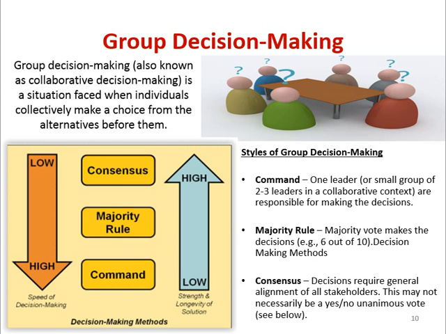If you see the speed or the efficiency for these three styles, definitely consensus, which is agreement, is a group task, so it will take more time, which is low. And definitely the command, which involves only one leader, will take less time, which is on a higher note. So speed is high for command, and speed is low for the consensus one.